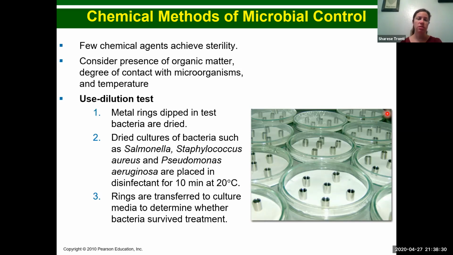And the first one is the use dilution test. So in this test, metal rings are going to be dipped in bacteria and then dried. And then you'll take these metal rings with the dried cultures on them, and you'll place those in disinfectant for 10 minutes at 20 degrees Celsius. And then after it has been in the disinfectant for 10 minutes, you'll remove the ring, and then you're going to place it into culture media. And then if you see growth, then you know the disinfectant wasn't fully effective and it didn't kill all of the bacteria.